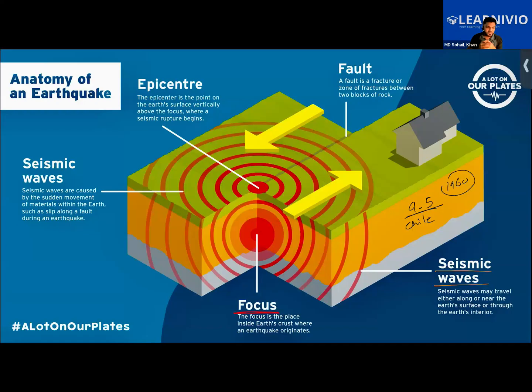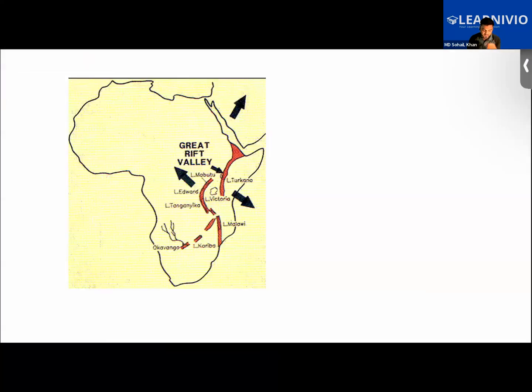What do we call the origin of the earthquake? Focus. The vertical point just above the focus? Epicenter. That is epicenter. Good. Earthquake travels in the form of seismic waves.